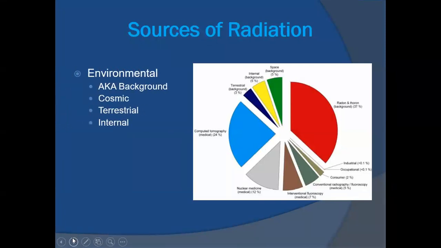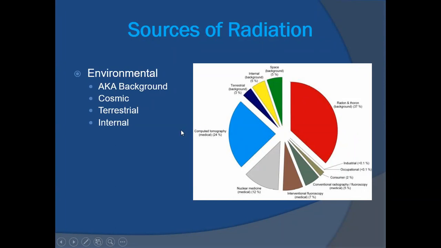So how are we exposed to radiation? Well, we are exposed to radiation all the time. We are exposed to environmental radiation, which is also called background radiation. It can also be referred to as natural background radiation, just terms that all mean the same thing. And there are three general types of environmental radiation: cosmic, terrestrial, and internal. And on the chart, if you look, we can see the breakdown.